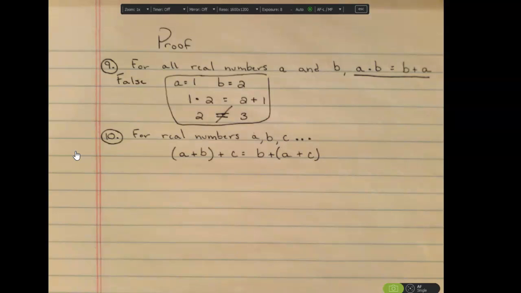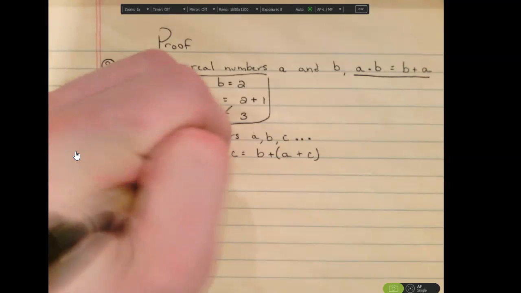Let's look at number 10. For all real numbers a, b, and c, a plus b plus c is equal to b plus a plus c. So again, my first hint, look at your properties. Can it match any of your properties? And this one actually does relate to one of our properties pretty well.